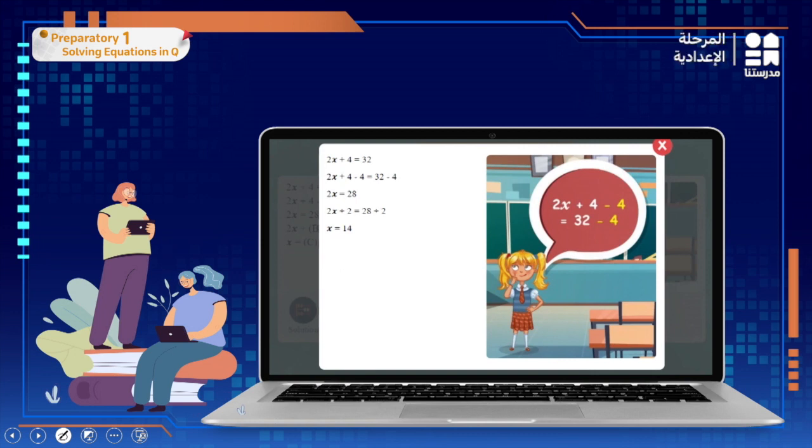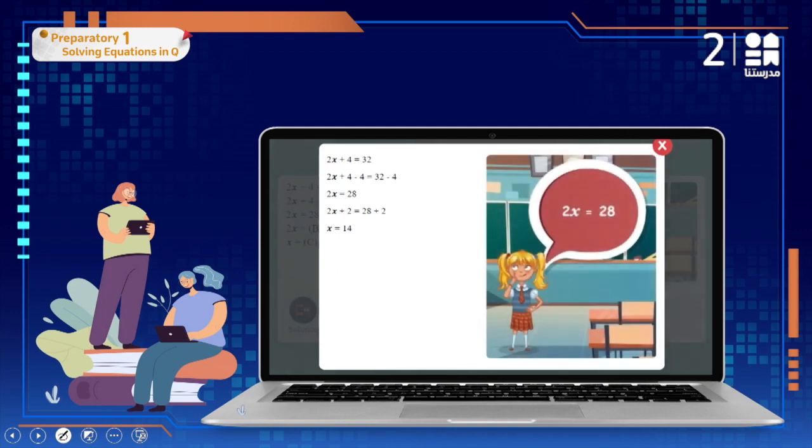Don't forget our rule of equation. Whatever we do to one side of the equation must be done to the other side. So, we will subtract 4 from the right side too. We subtract 4 from 32. In the left side, subtracting 4 from 4 gives us 0. And in the right side, subtracting 4 from 32 gives us 28. So, 2x equals 28. But the equation is not solved yet.